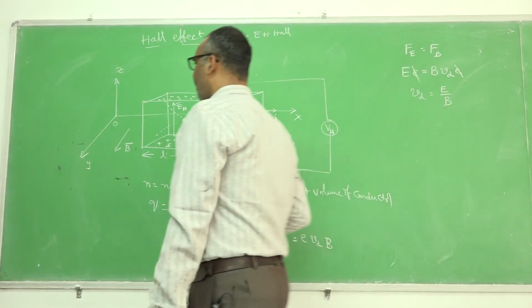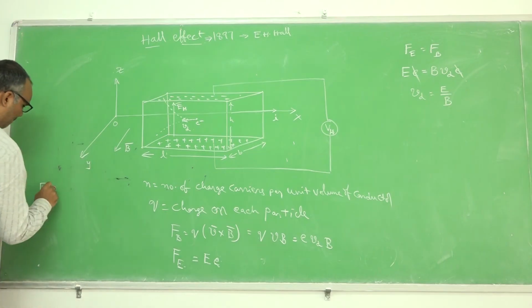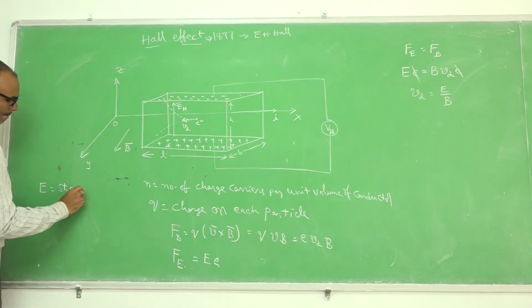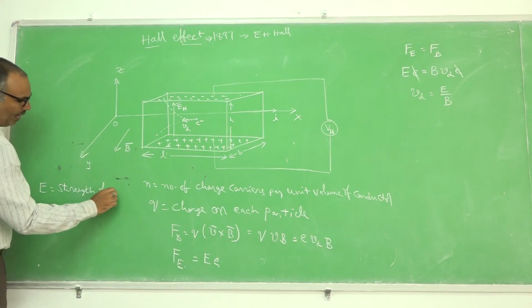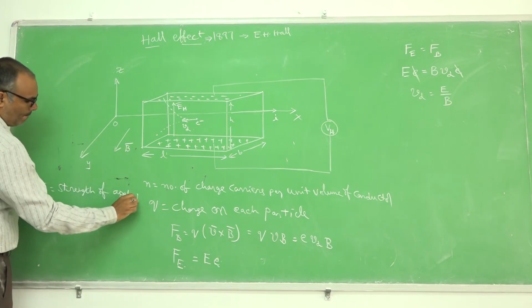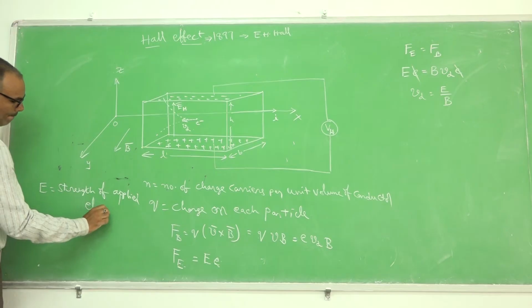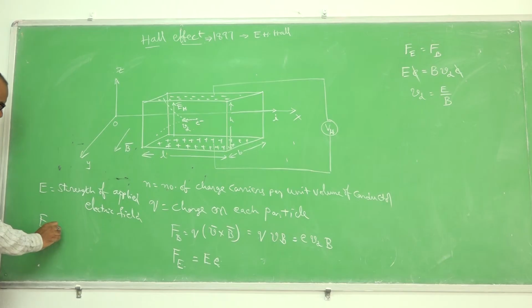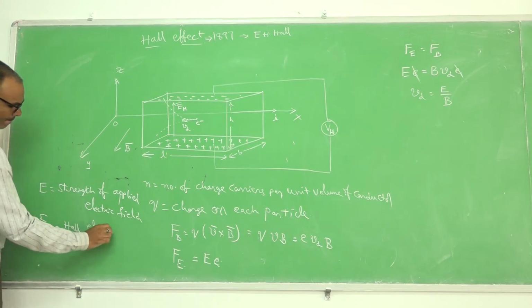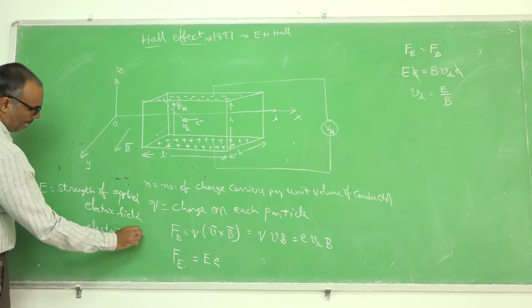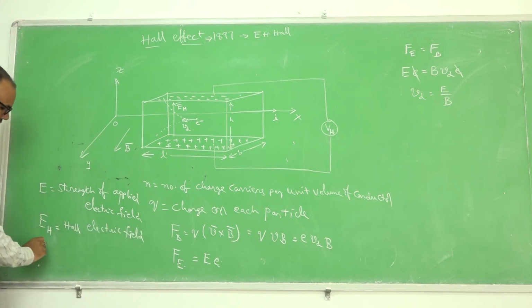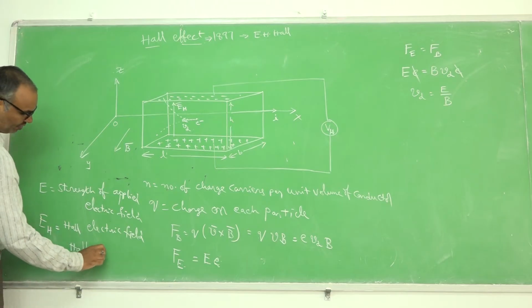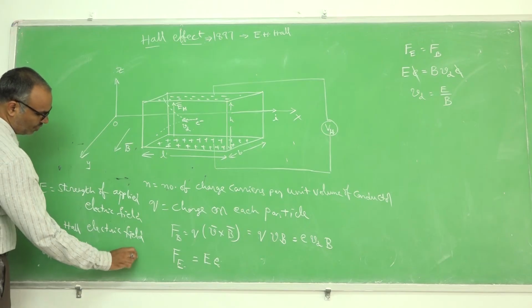What is E? E is the strength of applied electric field. EH is the Hall electric field. VH is Hall potential difference, Hall voltage.